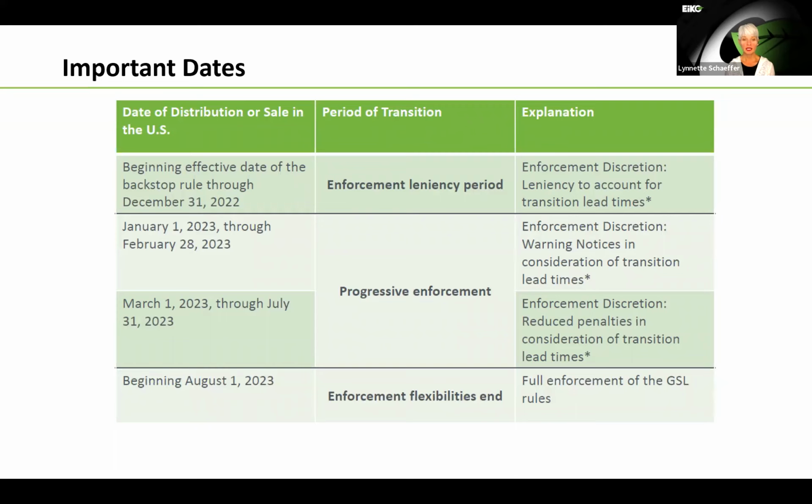Also note, beginning August 1st, 2023, no one, including a manufacturer or distributor, is allowed to sell any inventory of any of these products. So August 1st, 2023, that's the important date. If a distributor has any of this inventory still sitting on their shelves, they are not allowed to sell it after August 1st, 2023, with full enforcement and penalties beginning. All right, so that's an important date.